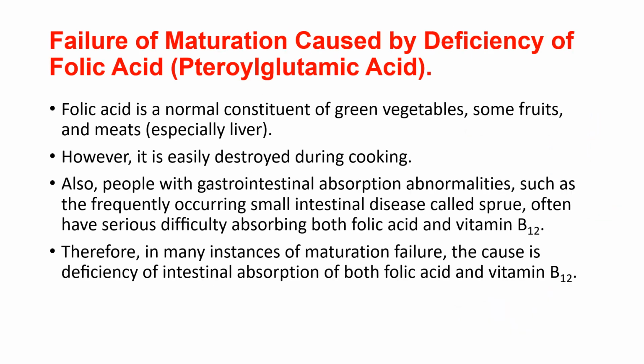Failure of maturation caused by deficiency of folic acid, pteroylglutamic acid. Folic acid is a normal constituent of green vegetables, some fruits, and meats, especially liver. However, it is easily destroyed during cooking. Also, people with gastrointestinal absorption abnormalities, such as the frequently occurring small intestinal disease called sprue, often have serious difficulty absorbing both folic acid and vitamin B12. Therefore, in many instances of maturation failure, the cause is deficiency of intestinal absorption of both folic acid and vitamin B12.